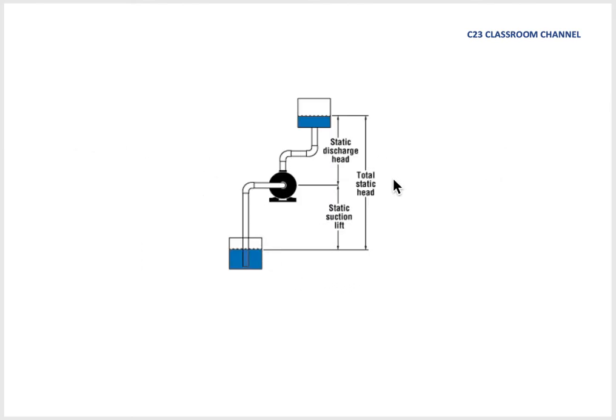Another way to look at suction head and delivery head is like this. We have the suction head here, we have the delivery head, and this is the total head. Here the total head is equal to the manometric head. That means this pump is capable of lifting water from this level to this level. So this is the manometric head.